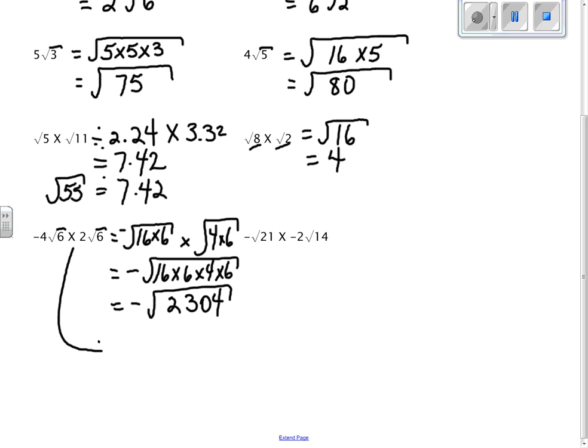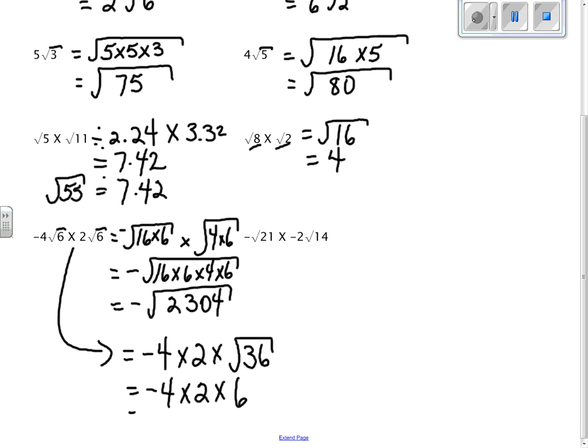There are other things we could do with this. We could instead leave the minus 4 out, put it with the 2, put the two sixes together. I can do those in any order, so I can put the 6s together under the root sign, which would give me root 36. So I've got a whole number 4, a whole number 2, and the root of 36 is 6. Final answer would be minus 48. Is it true that the square root of 2,304 is 48? Yes, it is.